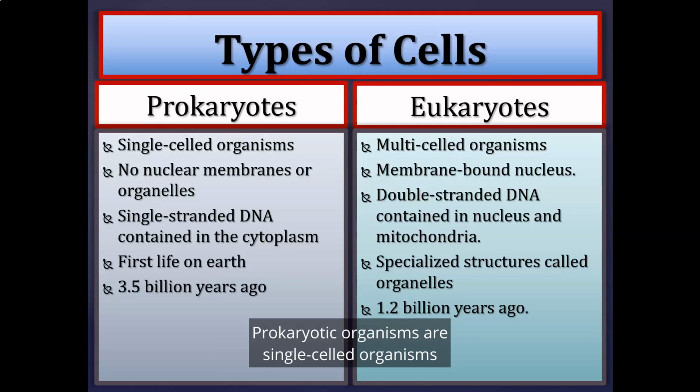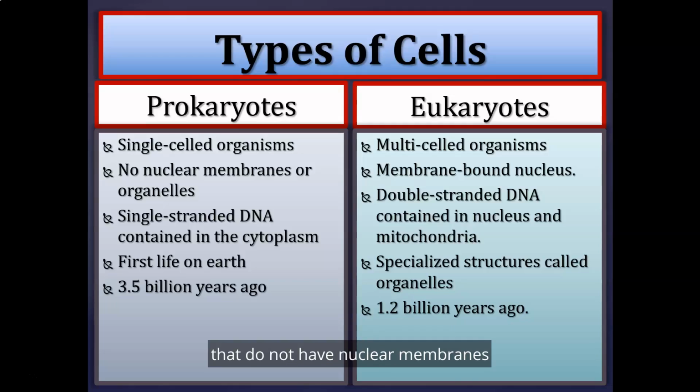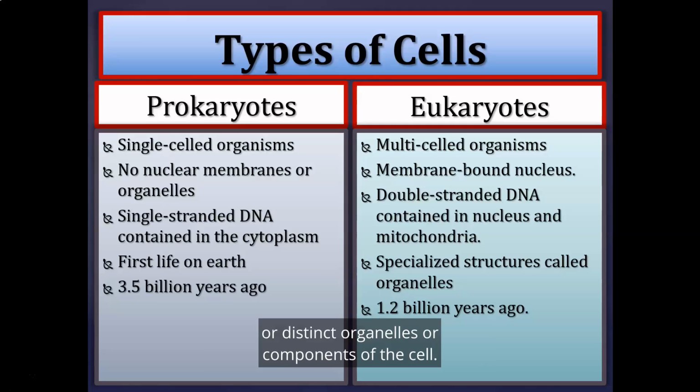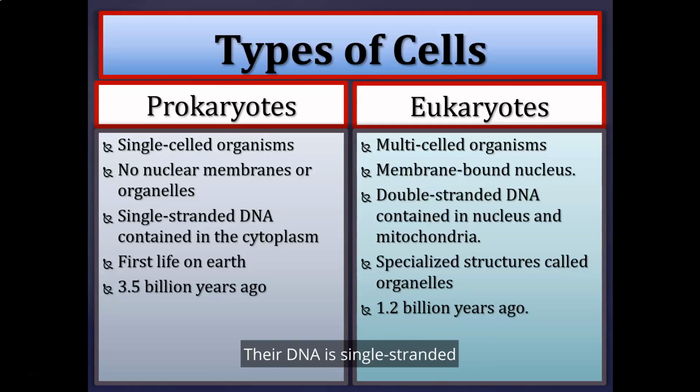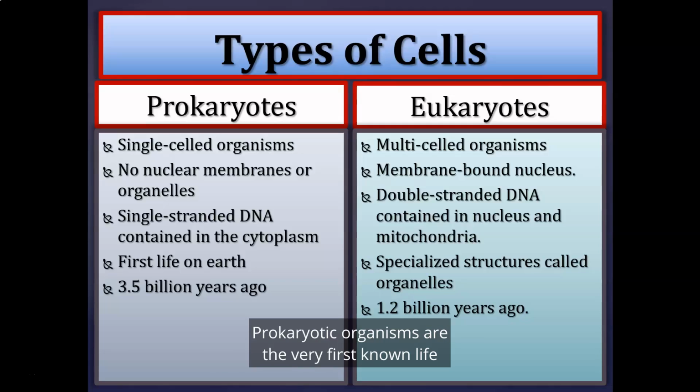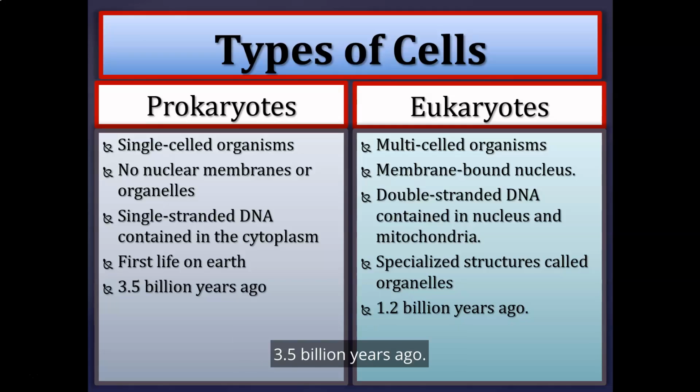Prokaryotic organisms are single-celled organisms that do not have nuclear membranes or distinct organelles or components of the cell. Their DNA is single-stranded and contained within the cytoplasm. Prokaryotic organisms are the very first known life on Earth, and there's evidence that they originated 3.5 billion years ago.